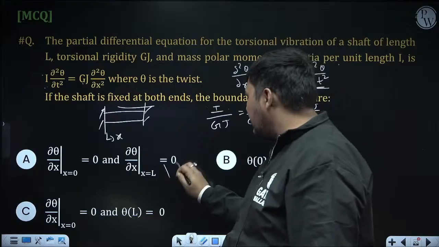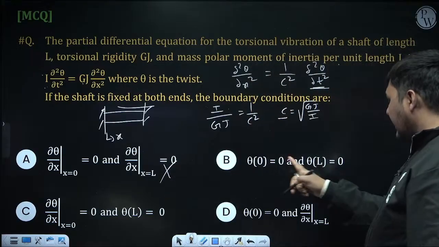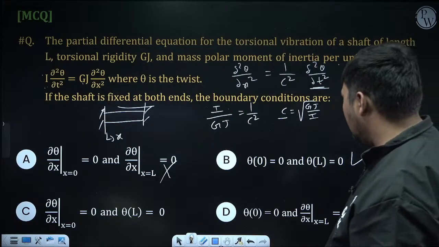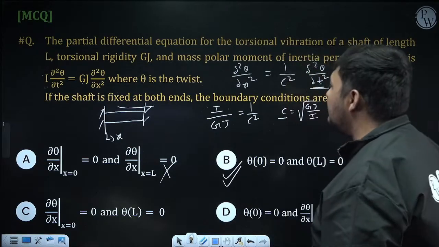So it's not correct, na? Yes, this is correct. X equal to 0, theta 0; x equal to L, theta 0. So B is correct. Okay. So for this question, the correct answer is option B.